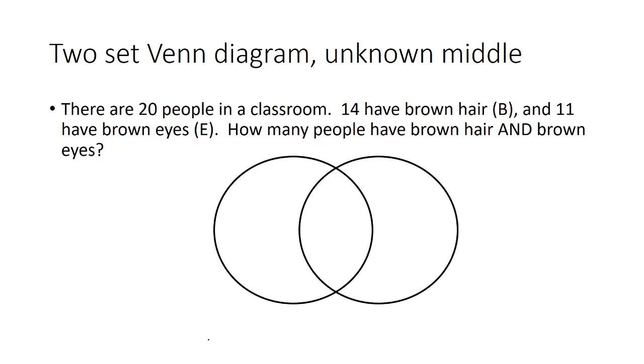2-set Venn diagram, unknown middle. So we'll say there are 20 people in a classroom. Active read, that is the total number of people in the classroom. 14 have brown hair, B. And 11 have brown eyes, E. How many people have brown hair and brown eyes? We are looking for the union of B and E, or specifically the number of people in this union.